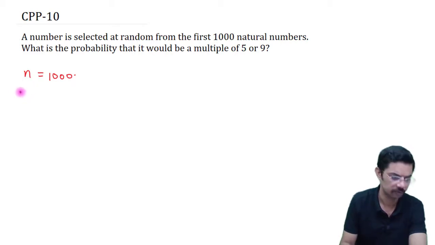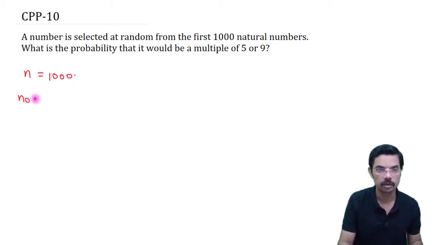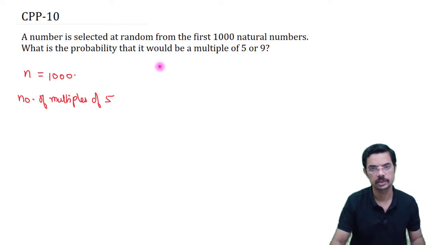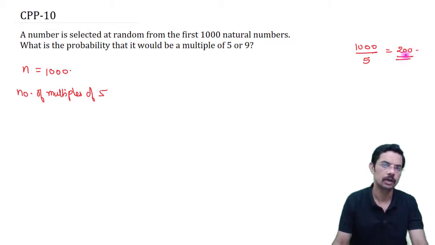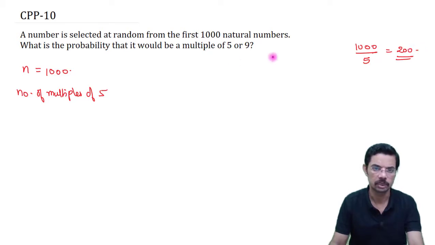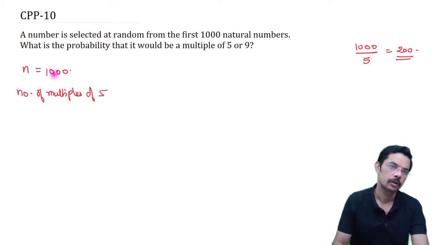Number of multiples of 5. So let us check that. Let me divide 1000 by 5, which will give you 200. So there are 200 multiples of 5 which lie from 1 to 1000, the first 1000 natural numbers.